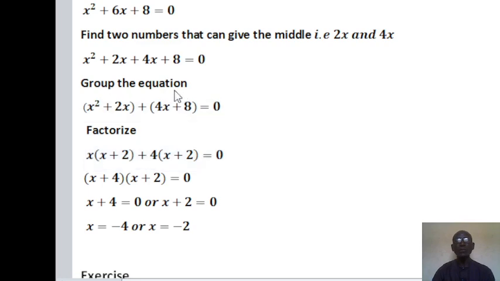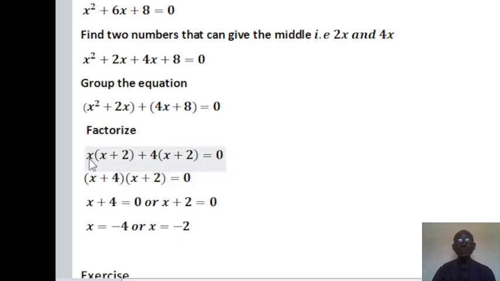Plus 4. You factorize. 4 is common here, you have 2. 2 of the 4s here. So you bring out the 4 and leave the 2 there. You see what we have in the bracket? x plus 2. Here also you have x plus 2. So x plus 2 is common.